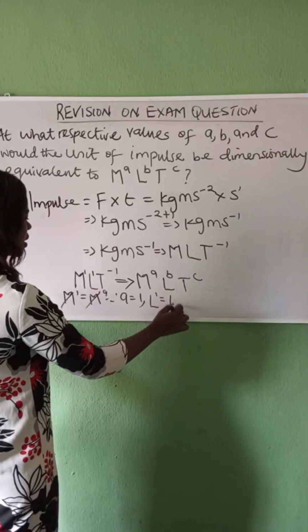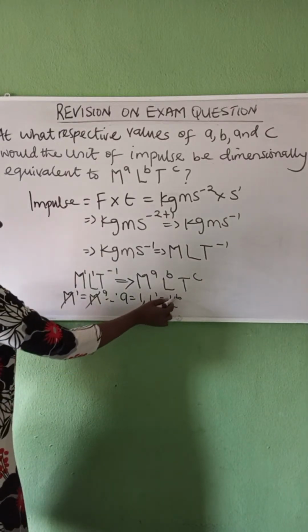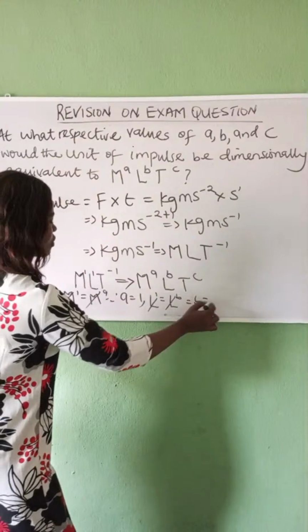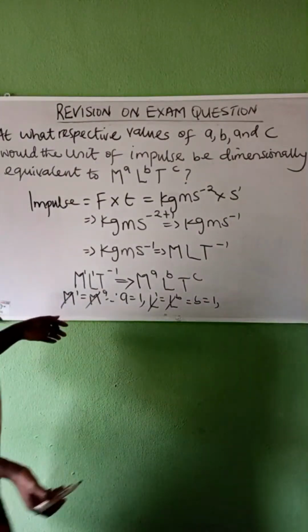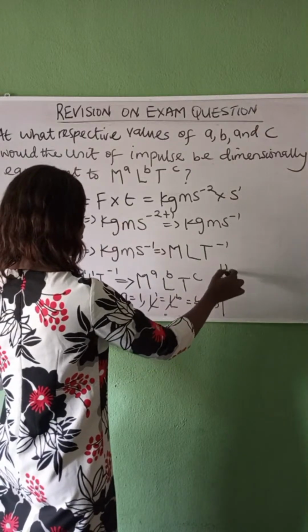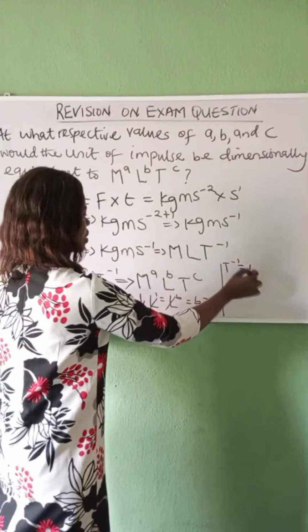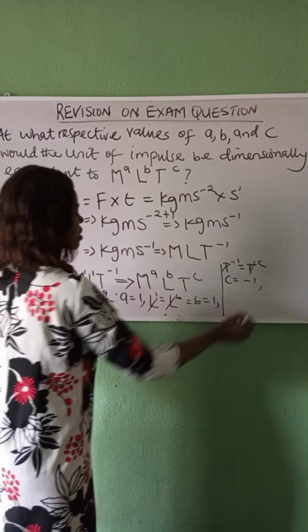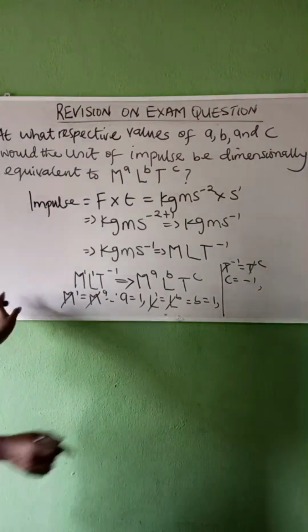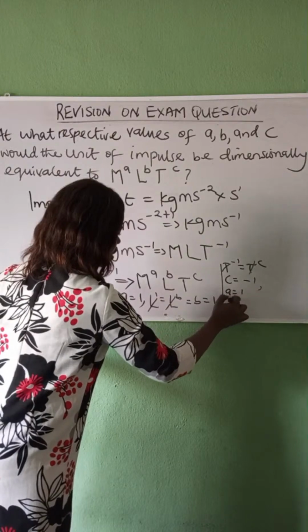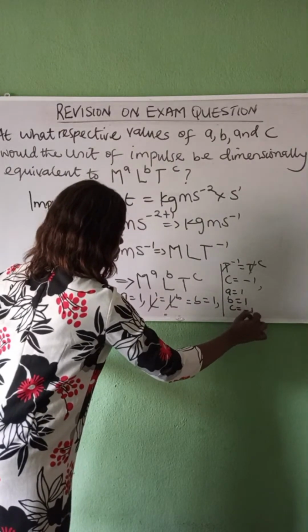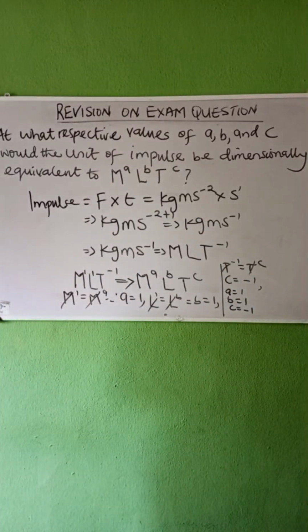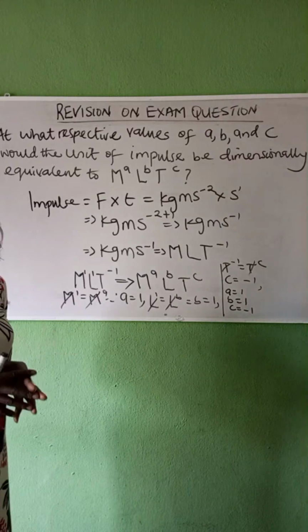The same thing is applicable. L power 1 is equal to L power B, right? If I cancel this, automatically B is equal to 1. Is that clear? Now, T power minus 1 is equal to T power C. If I cancel this, automatically C is equal to minus 1. So therefore, my A is equal to 1, my B is equal to 1, while my C is equal to minus 1. So the constants A, B, and C are what we have gotten using the dimension of impulse. Is that clear? I hope you understand that.